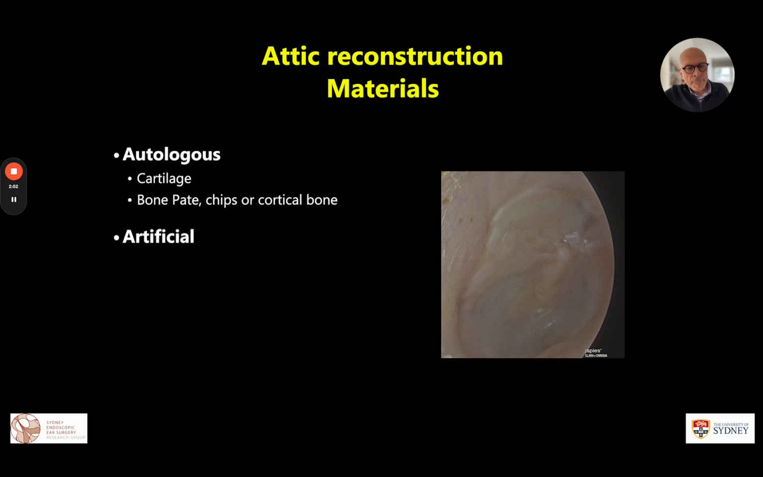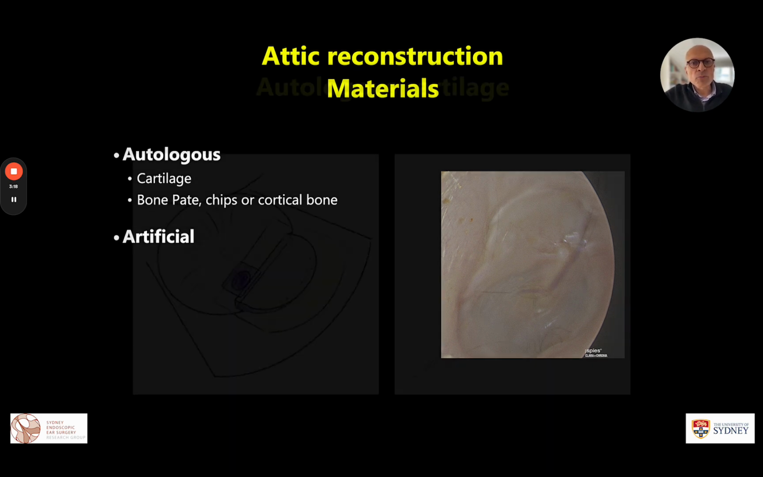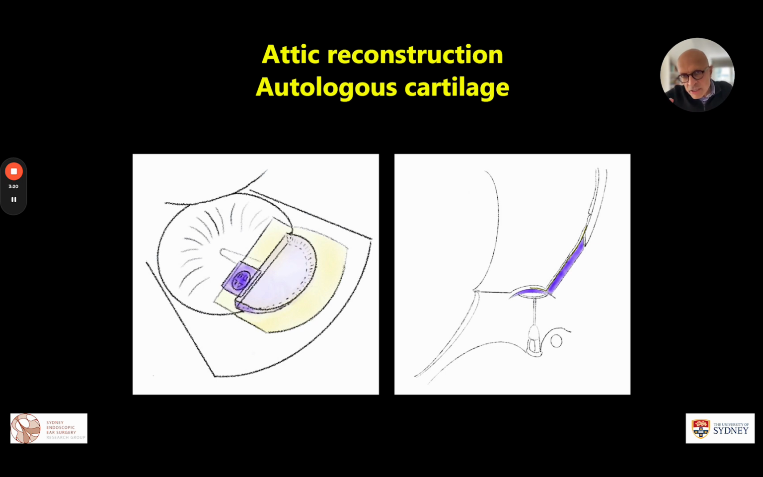question. So when we're talking about attic reconstruction, the way I like to subdivide it is, are we using autologous materials or are we using artificial materials? And in attic reconstruction, the classic methods involve autologous materials, most classically with cartilage, but there's several papers published using bone pate, chips or cortical bone, and then artificial materials which we aggregate into one group. If we look at autologous cartilage, this is the method that's most commonly done.